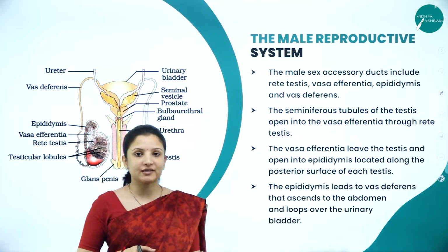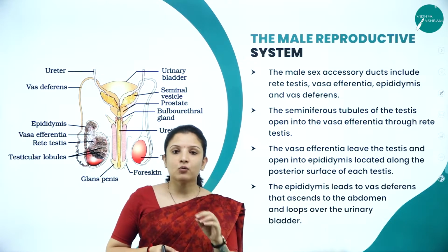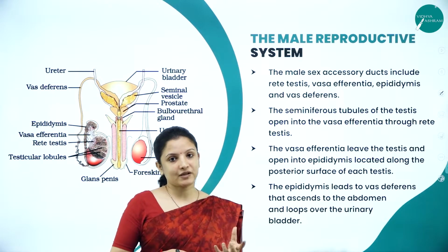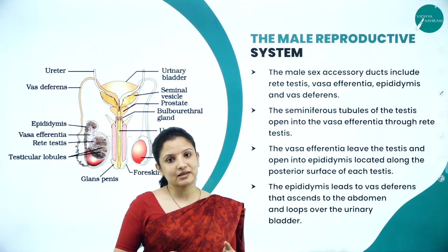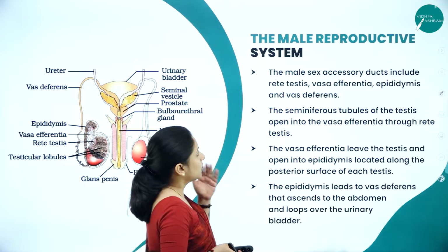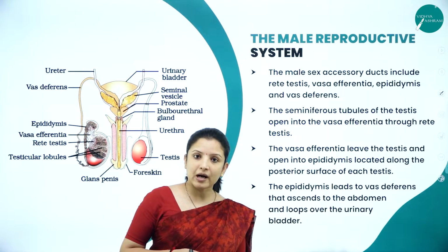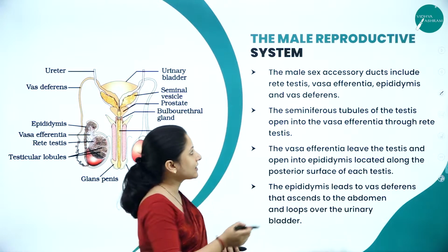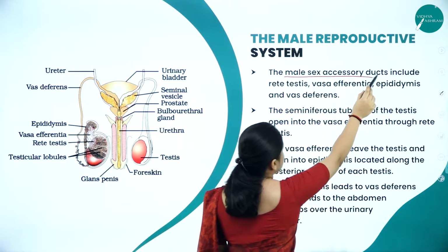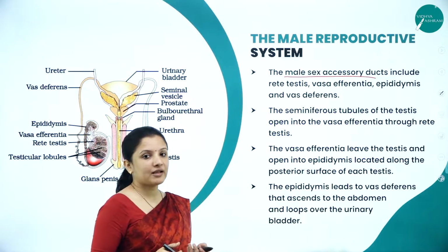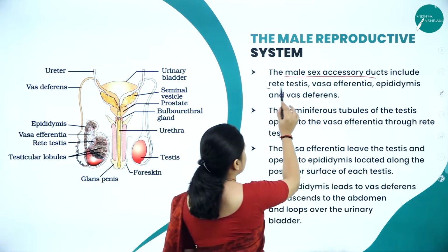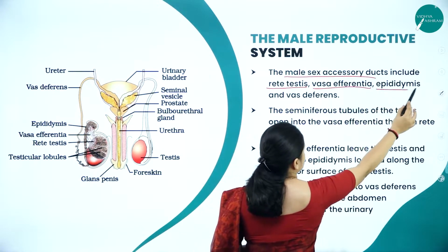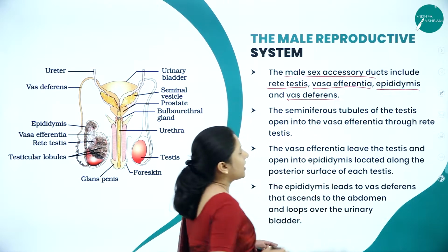So we studied the testis, what is outside the testis, what it is covered by, and when we take a section of the testis, what is exactly present inside it. All that we came to know. Now talking about the other parts of the male reproductive system, it includes the male accessory ducts. So what are there in the male accessory ducts? In the male accessory ducts, there is the rete testis, the vasa efferentia, the epididymis and the vas deferens.